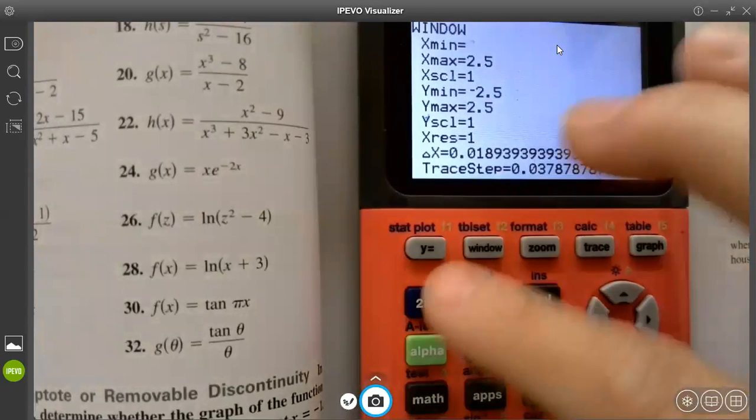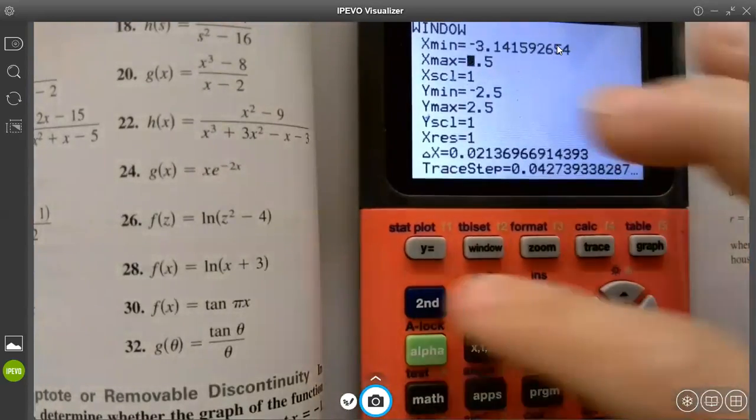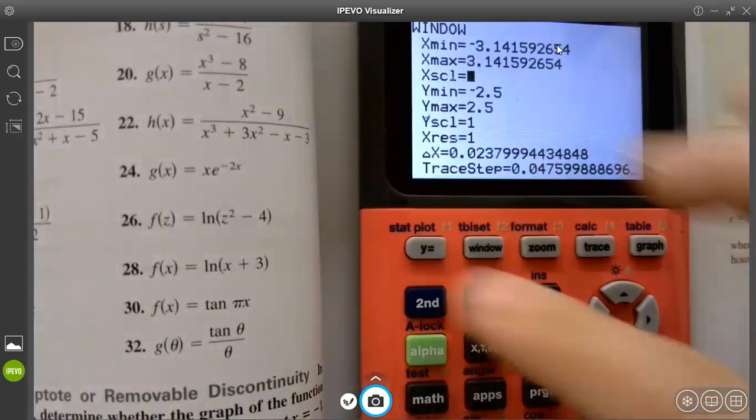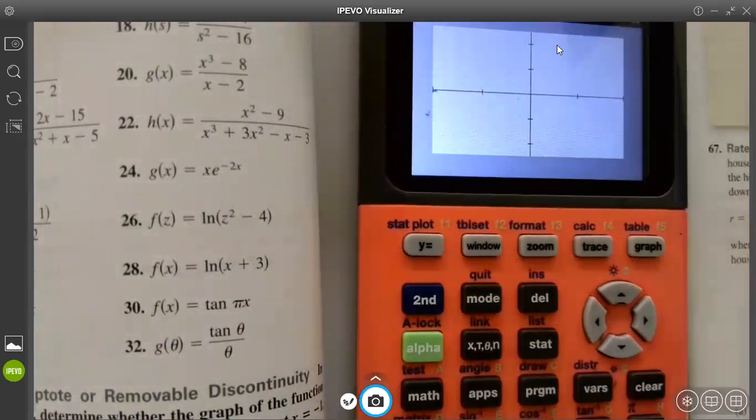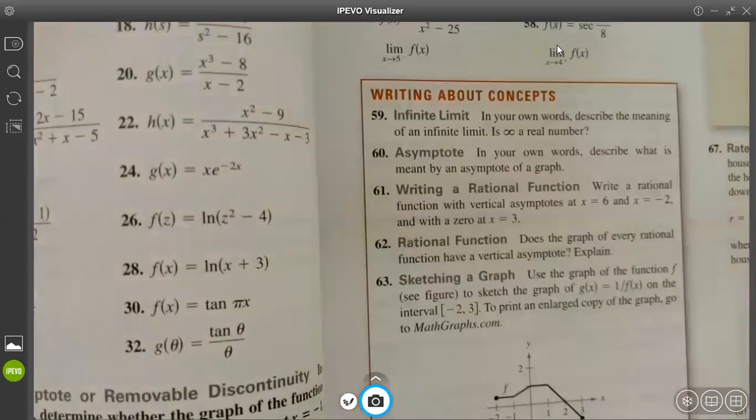Negative pi over 2. Maybe we can see them now. So every line now is pi over 2. We definitely know everything's happening at some kind of pi over 2, right? So here's how you're going to write this one.